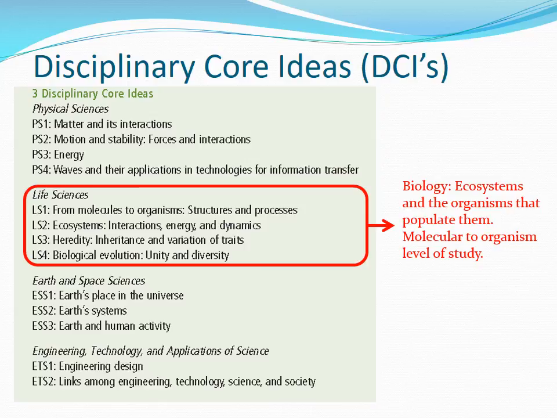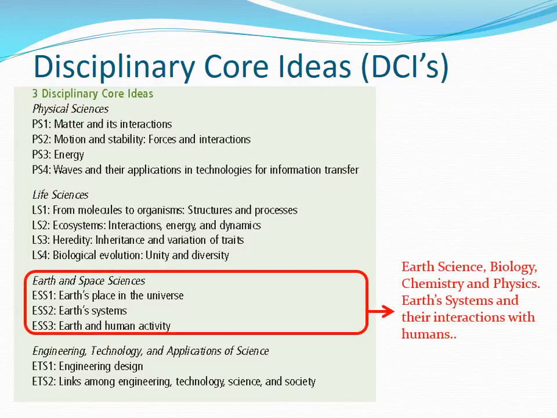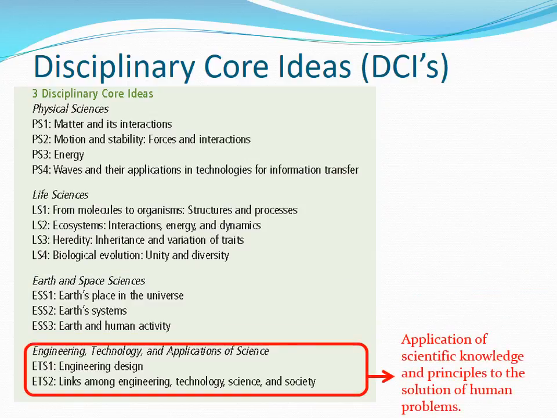The next is earth and space science. That's biology, chemistry, and physics as it is applied to Earth systems, the biosphere, and the interactions with humans. And finally, engineering, technology, and applications of science. That is the application of scientific knowledge and principles to the solution of human problems.